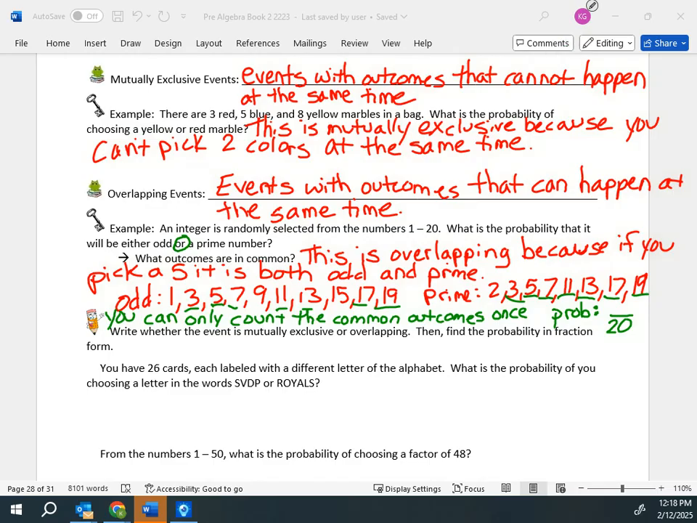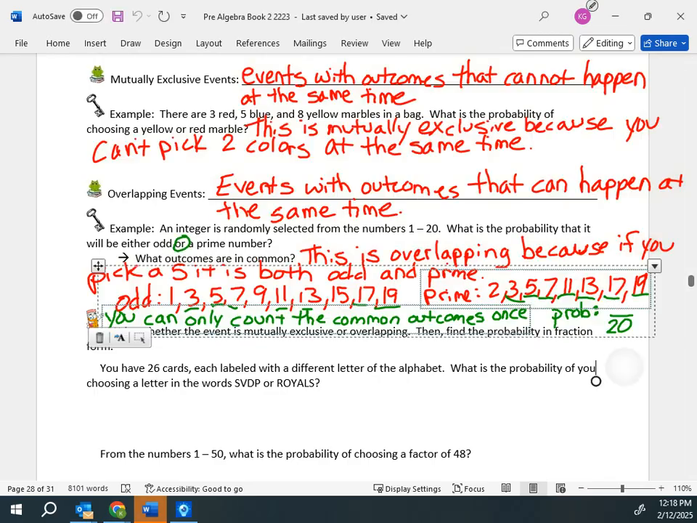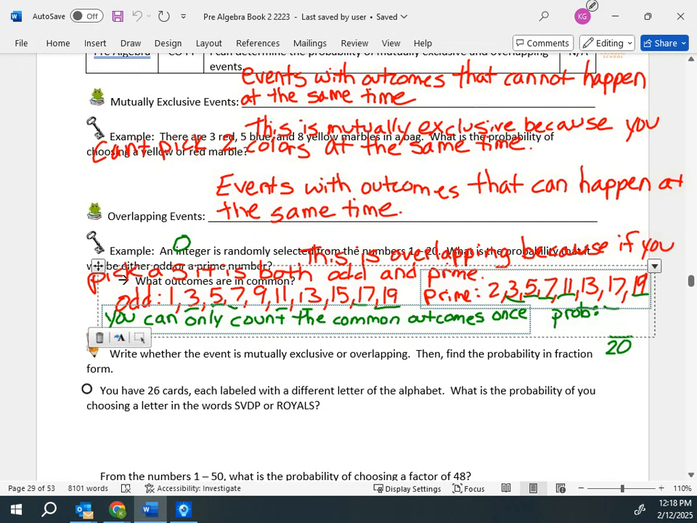So if we look at this, we've got 1, 2, 3, 4, 5, 6, 7, 8, 9, 10 odd numbers. How many primes that are not odd? 1. That 2. So how many possible successful outcomes would there be if we add them all together? Second? 11.